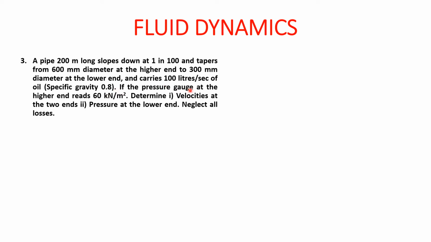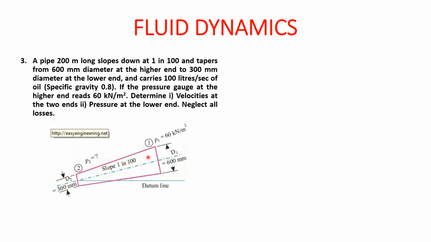If the pressure gauge at the higher end reads 60 kilonewton per meter square, so here see that where the diameter is 600 mm, at that point the pressure is 60 kilonewton per meter square. So what we have to do is we have to determine the velocities at both ends, that is at section 1 and section 2, who is having the diameter of 600 mm and 300 mm, and also we have to find the intensity of pressure at the lower end, that is at section 2. Neglect all the losses.